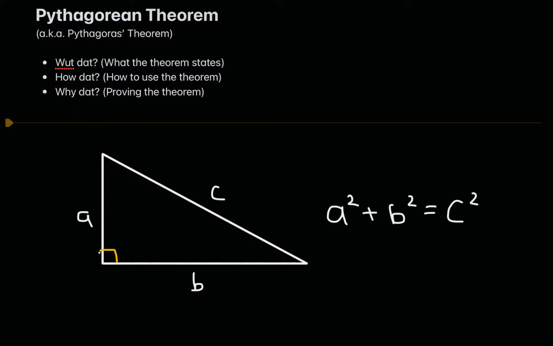Now, one thing you have to pay attention to is the c. C is very important because c has to be the length opposite to the right angle. In other words, it has to be the hypotenuse of the triangle, which is the longest side of this right triangle. A and b you can interchange as you like.